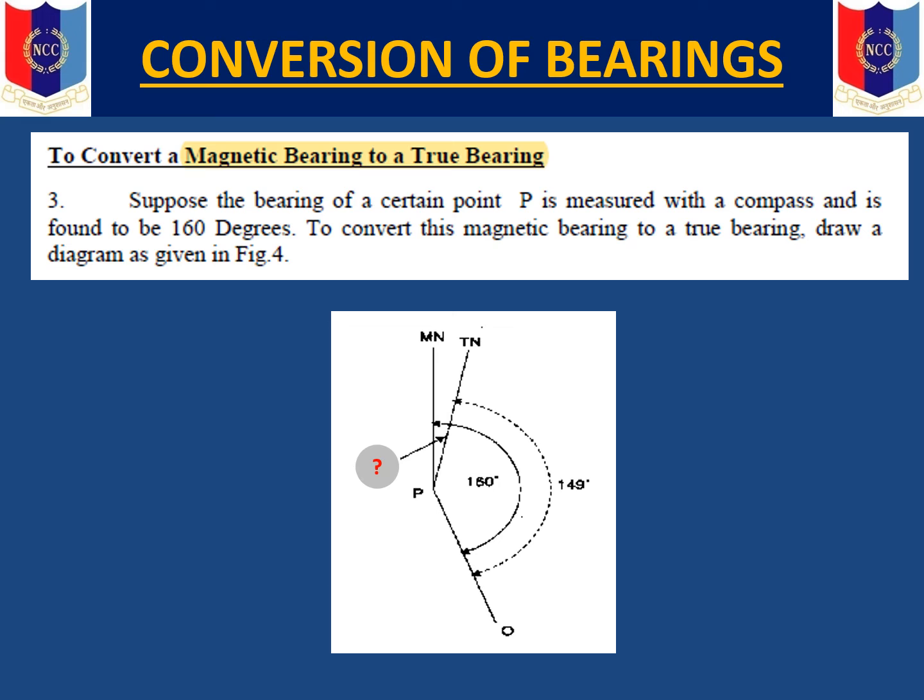Suppose a bearing at the point P is measured with a compass and you got a figure of say 160 degrees, and you are required to convert that into a true bearing. What it means is that you have to get the bearing from the true north, but that is possible only if you know this difference or the magnetic variation.